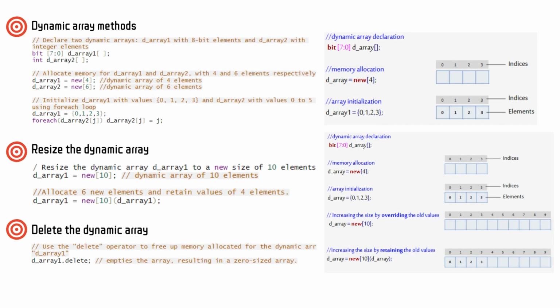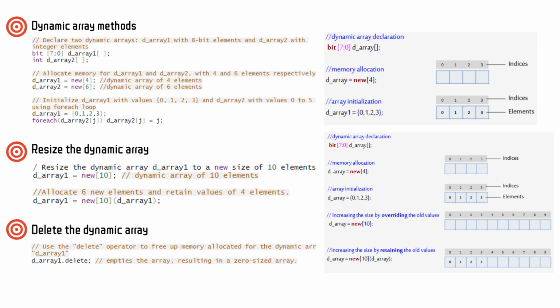There are several methods you can use to work with dynamic arrays. First, you can allocate storage for a dynamic array using the new operator. To do this, you declare a dynamic array with an empty subscript and then use the new operator to allocate memory for the array. For example, you can declare two dynamic arrays called the_array1 and the_array2 and then allocate memory for them using the following syntax.